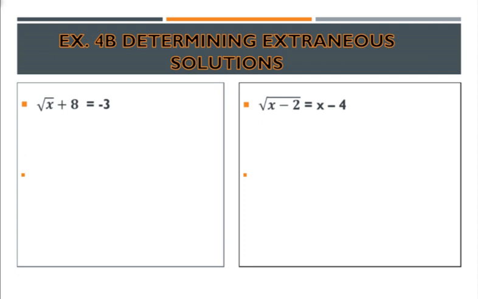We'll do one more, and then I'll have you do the other one yourself. So let's do the second one here. I want to get rid of the radical, so I need to square it. I need to square this side.